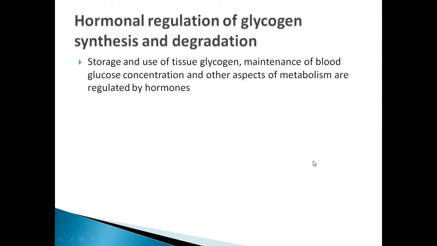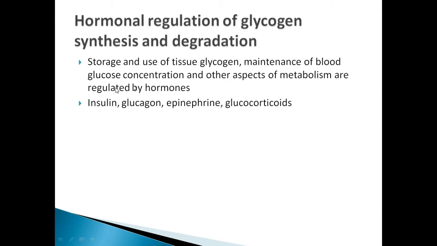So how do those phosphorylation and dephosphorylation reactions happen? Well, as we've discussed previously, this global type of control happens through hormonal regulation of glycogen synthesis, and we will discuss now the hormonal regulation of glycogen synthesis and degradation. Storage and use of tissue glycogen, maintenance of blood glucose concentration, and other aspects of metabolism are of course regulated by hormones. The most important hormones that we're going to talk about here are insulin, glucagon, epinephrine, and glucocorticoids.